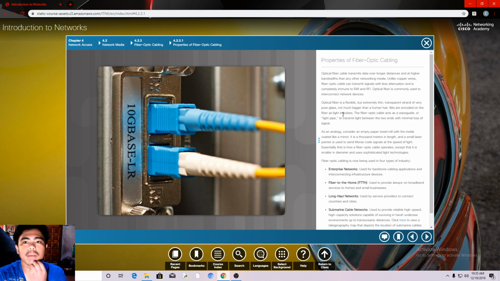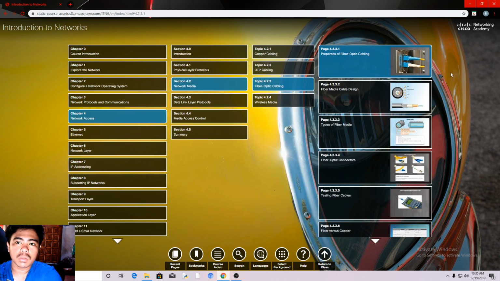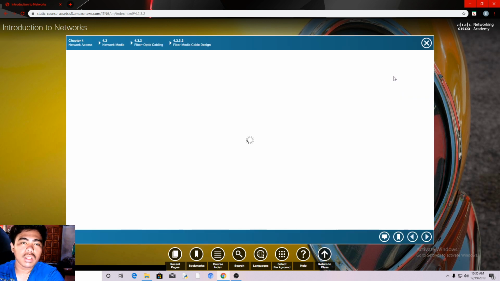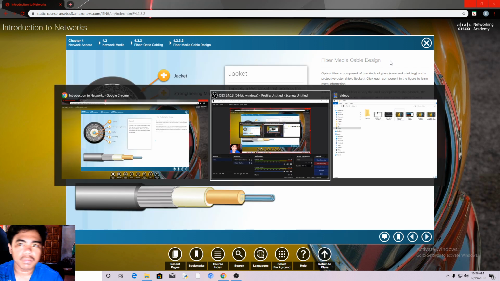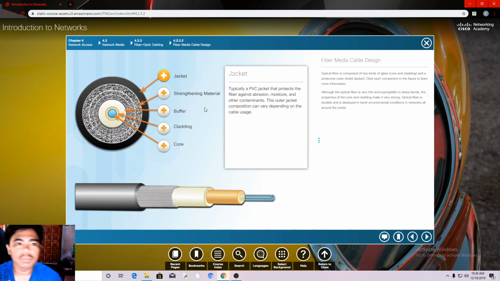Optical fiber is a flexible but extremely thin, transparent strand of very pure glass, not much bigger than a human hair. As an analogy, consider an empty paper towel roll with the inside coated like a mirror. Now the fiber media cable design: we have the jacket outside, the strengthening material, the cladding, and the core.